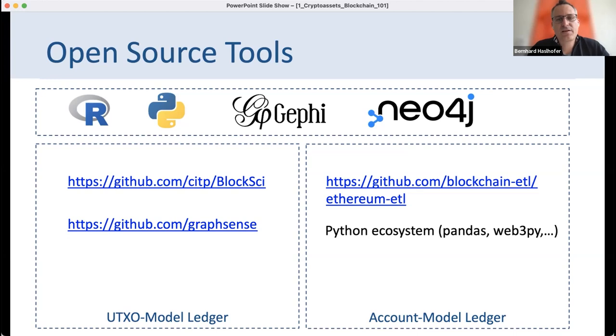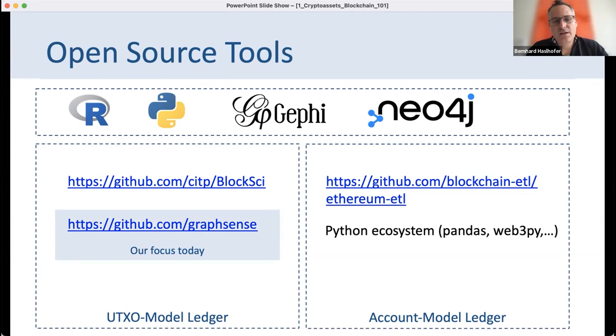Then data gathering is just the first step. The second step is that you need some tools, and there is no single tool that solves all the problems. So what we usually do is use a set of tools: standard statistics and analytics environments like R or Jupyter and Python, graph analytics tools like Gephi, or graph databases like Neo4j are really useful for doing these sorts of analyses based on what some underlying tools give us as output.